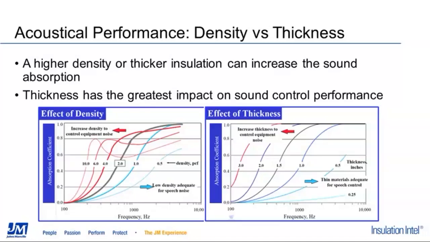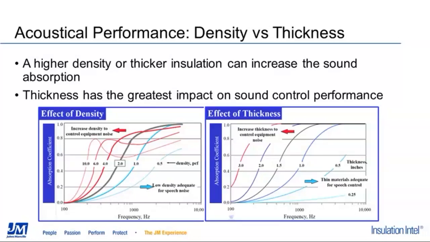In contrast, the thickness chart on the right has thickness ranging from 1/2 inch to 3 inch, and the sound absorption coefficient automatically starts higher with 2 inch to 3 inch material. The story that both of these graphs tell is that while both thickness and density impact acoustical performance, thickness will have a far greater impact than density will.